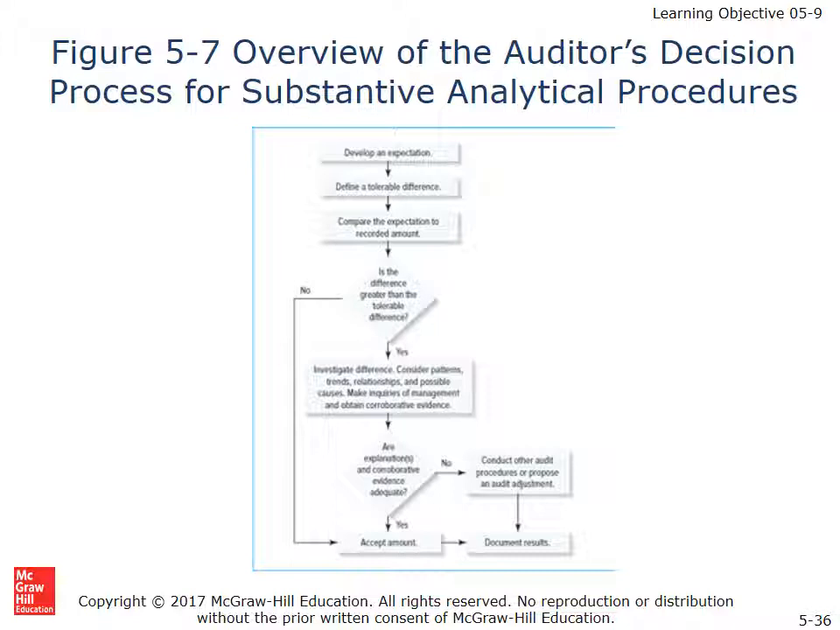Define a tolerable difference, and you're going to be doing that in your Earthware. Based on a tolerable difference, you're going to be taking it to the next step. Compare the expectation to the recorded amount. So what do we expect and where's it at? Is the difference greater than the tolerable difference? So that's what you're going to say.